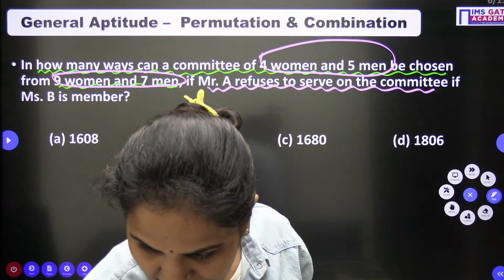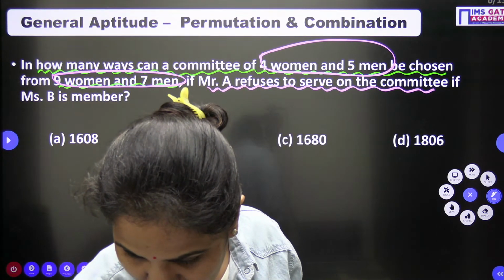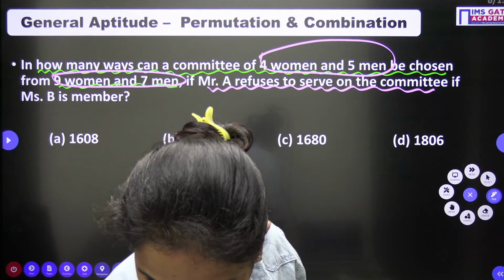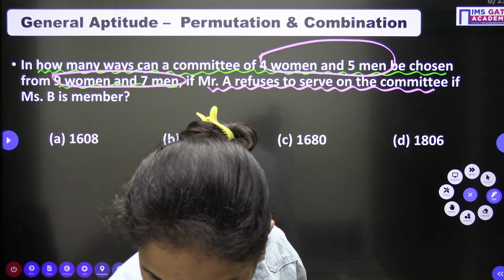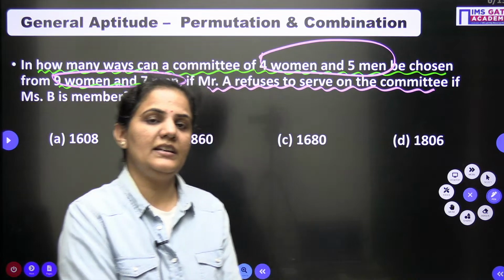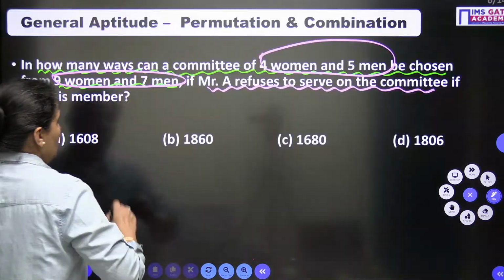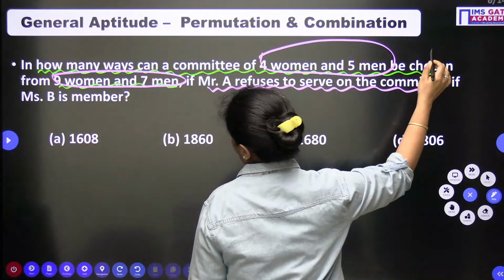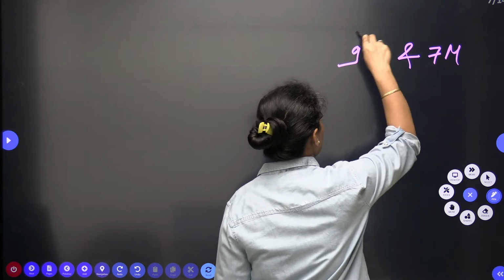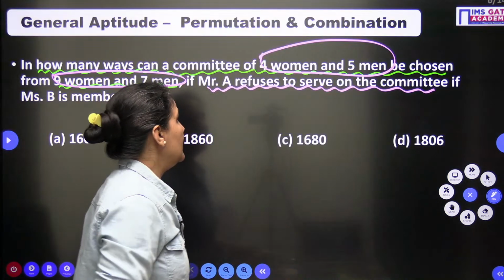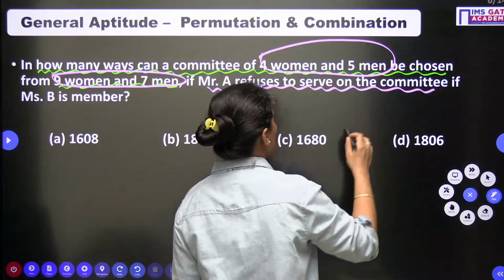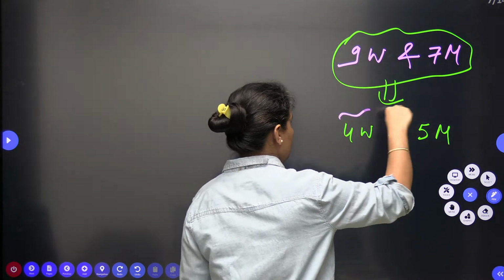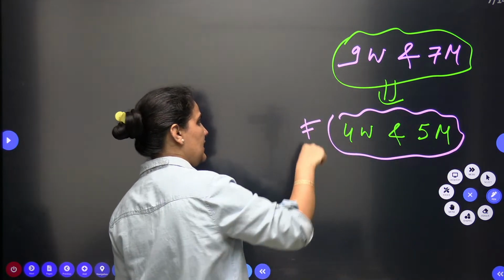This similar pattern of question we already discussed in our classroom also, bachcho. So let's have a look at how to approach. Had you tried this question? If yes, then you can write down. If no, then let's have a discussion. So what are the possibilities? First of all, I can see there are 9 women and 7 men, and we need to make a committee of 4 women and 5 men.